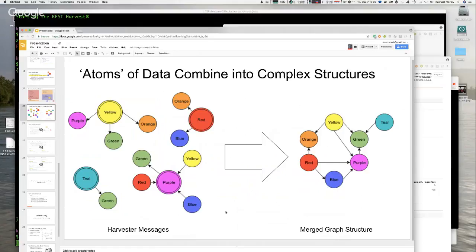Yeah. Neo4j is really good at enabling us to do that too. Fantastic.